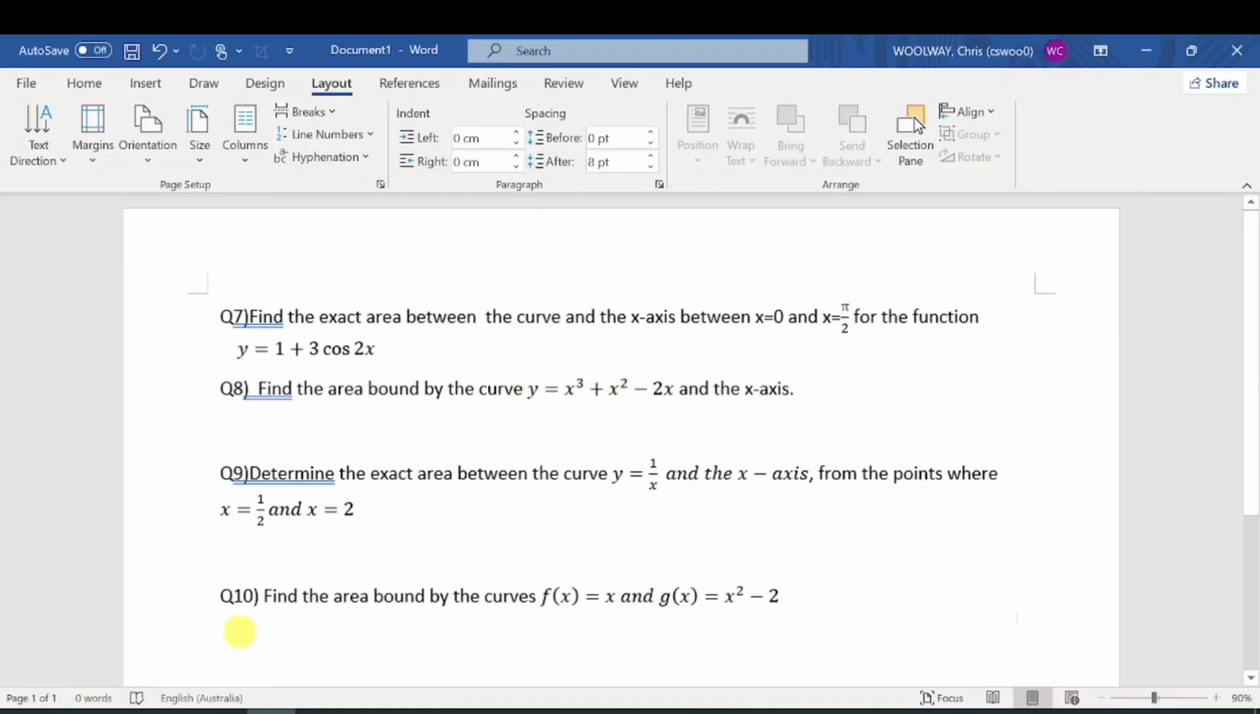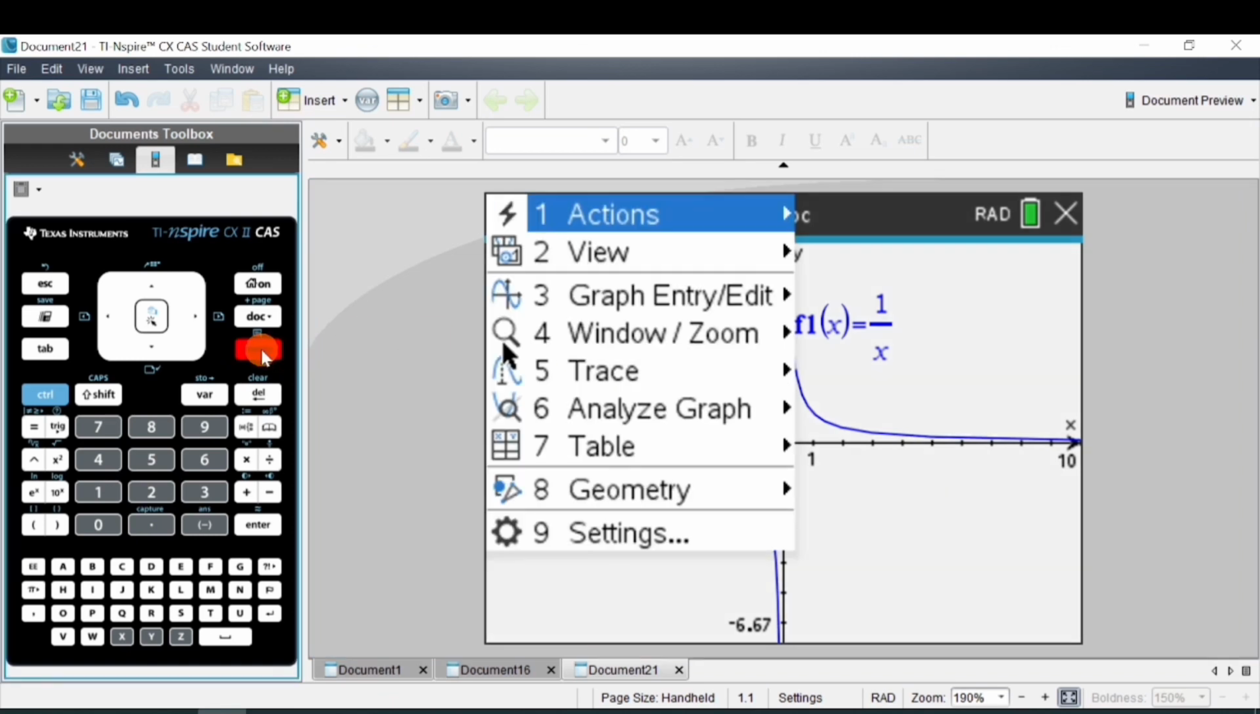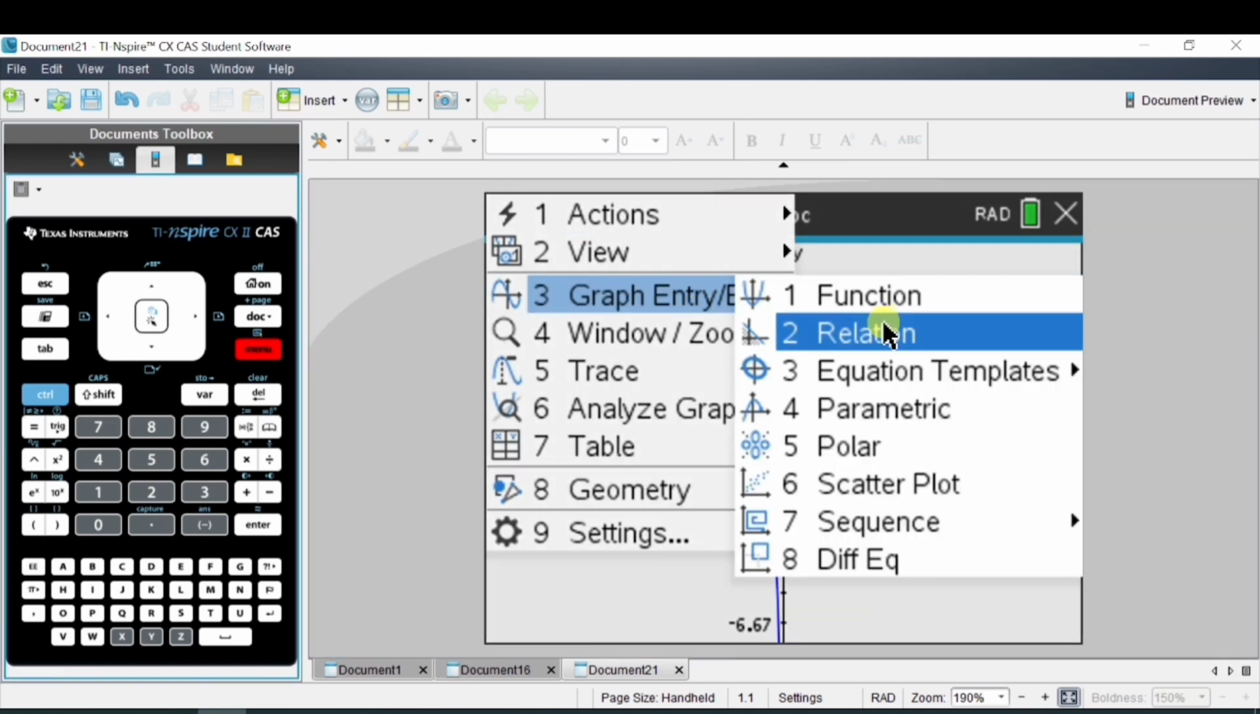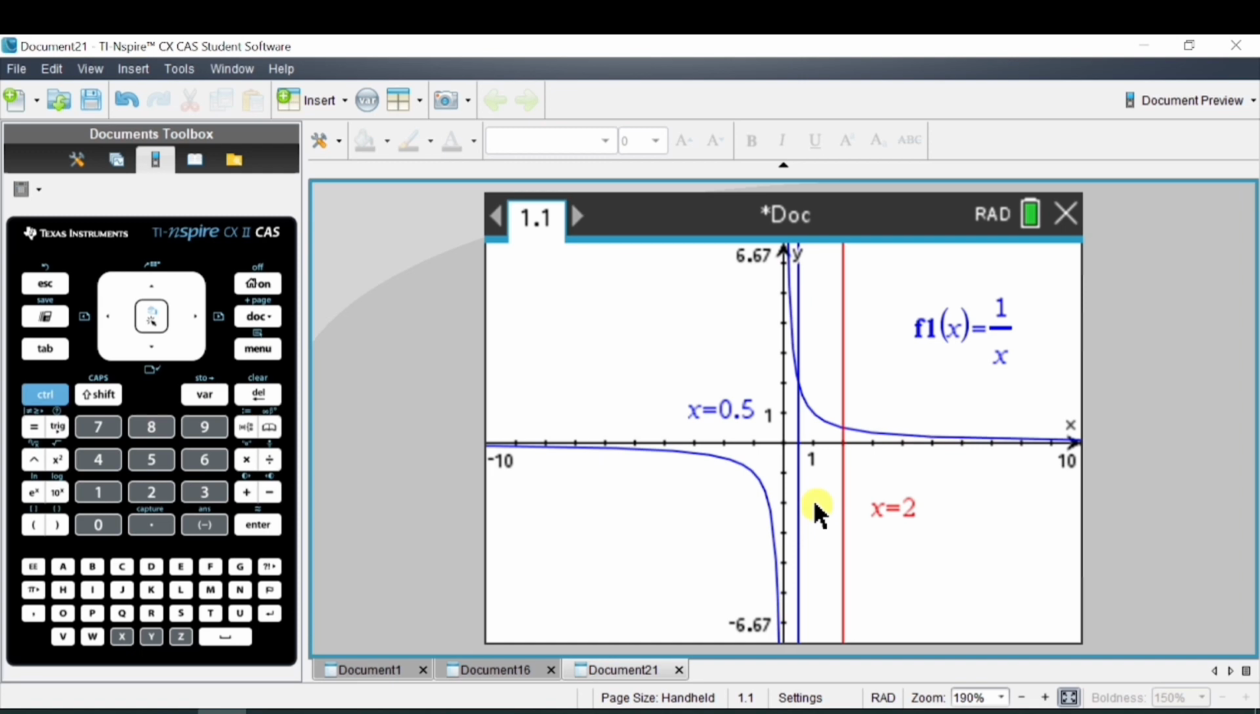this function here. Now we're going to do question 9, which is to determine the exact area between the curve of y equals 1 on x, the x-axis, and from the points where x equals 1/2 and x equals 2. So I've sketched my graph of y equals 1 on x. Now I'm going to add x equals 1/2 and x equals 2 as relations. So not functions, but relations. Here I could write 1/2 or 0.5, it doesn't matter.